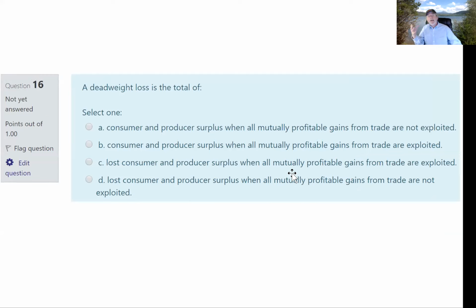Remember what we said. We said the deadweight loss is the measure of inefficiency caused by a monopoly, caused by an externality, or caused by a tax. And here the correct answer is going to be option D. It's the lost consumer and producer surplus, something we could have had, but we lose if all mutually profitable gains from trade are not exploited.